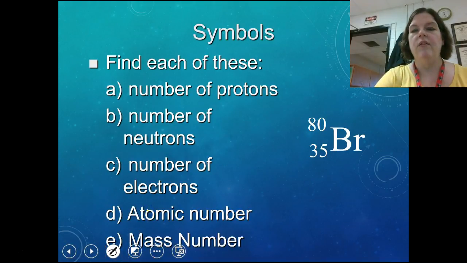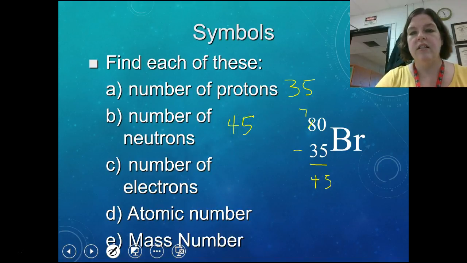All right, so this is the atomic number, so that means the number of protons is 35. Okay, the number of neutrons, well, how do I figure that out? I take the mass number minus 35, and that will give me 45. So I get 45 neutrons.